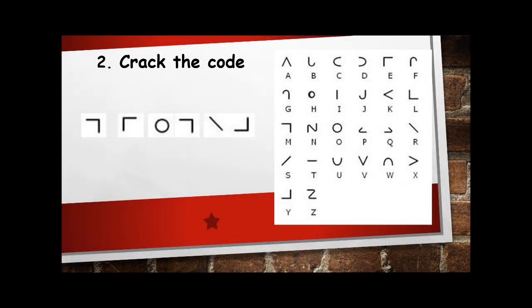Challenge number 2 is crack the code. On the left hand side you have 6 different blocks with symbols in, and on the right you have a key where all of these symbols have letters underneath. What I would like you to do is look at the symbols on the left, then look at the key on the right, and try and work out, using the symbols and the letters below them, what the secret word is.